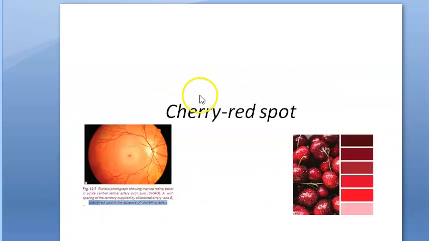So that's all guys. In this video we looked at cherry red spot. Where is it? It is in the fundus, in the fovea region, in the macula. In the center of the macula, what do you have? Fovea. There you're seeing a red dot. Why? Because the vascular choroid is shining through, as the retina has become thin. This is also surrounded by some pale area. Okay, this is the cherry red spot.